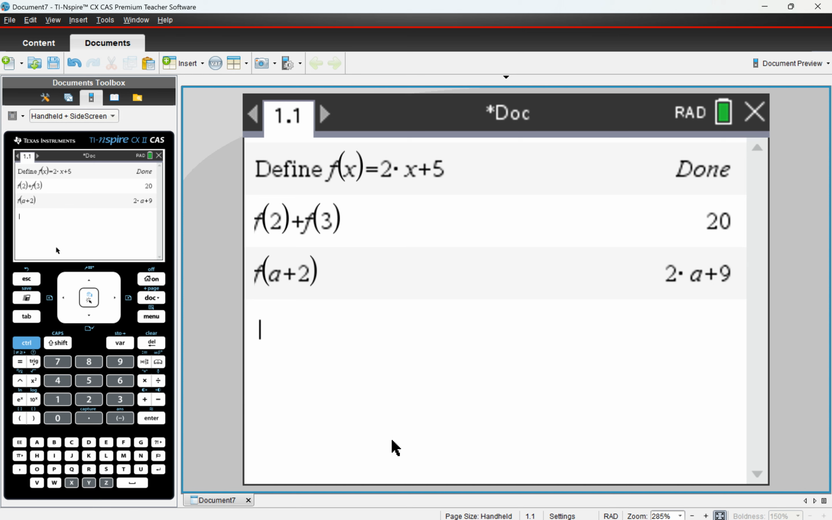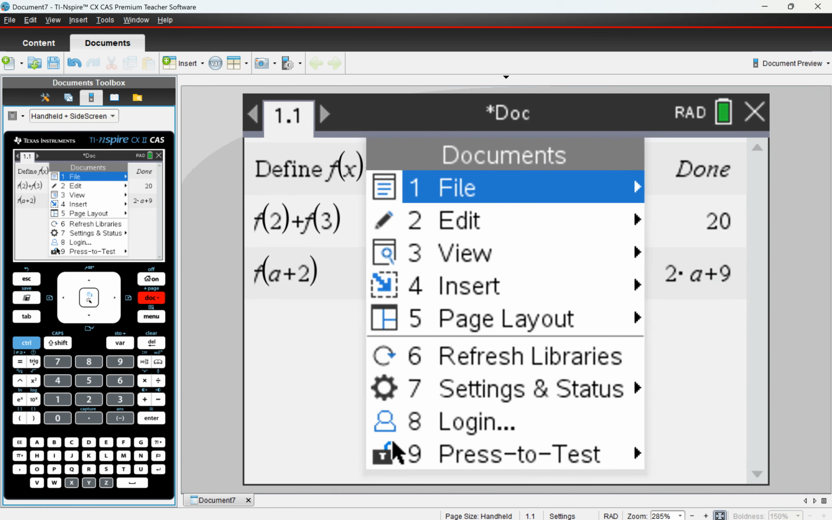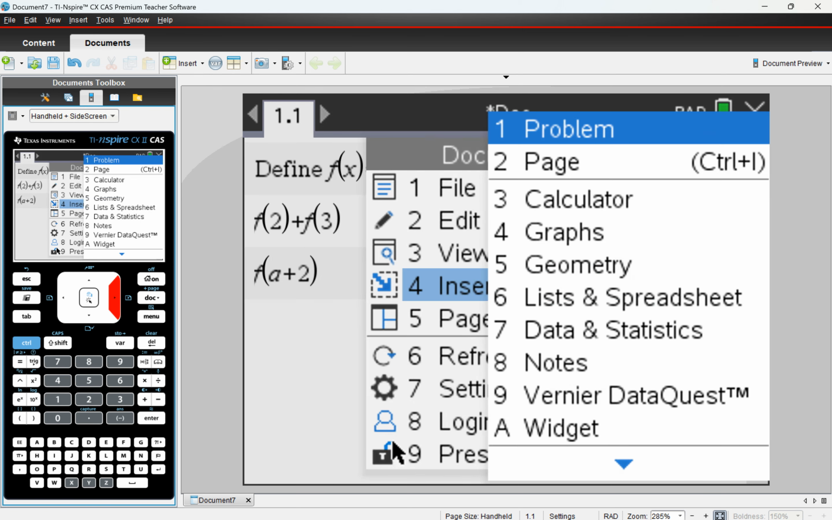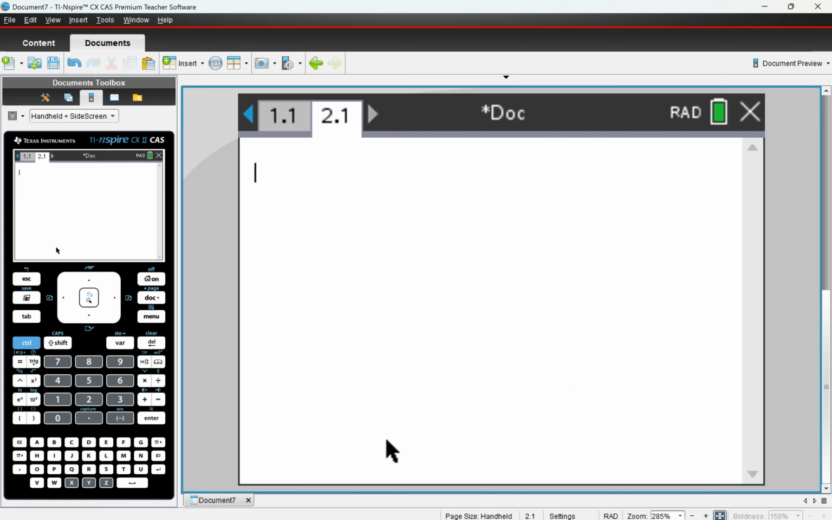But if you go to document, so click on document, go to insert, which is number 4. So document 4, and it says problem at the top there. I now add in a calculator, but notice the top, it's labeled 2. That's a way to remind you that you're now doing question 2. Yeah, doc 4.1. So it's grayed out on mine. The insert.